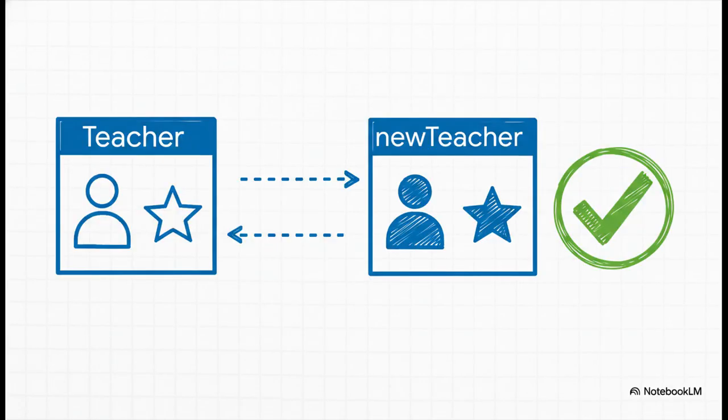And here we see it in action. We're creating a new teacher, and notice how we're saying it has to follow the teacher type. And since the object we're giving it has a string for the name and a number for the experience, well, it fits the blueprint perfectly. TypeScript is happy, and our code is much safer for it.